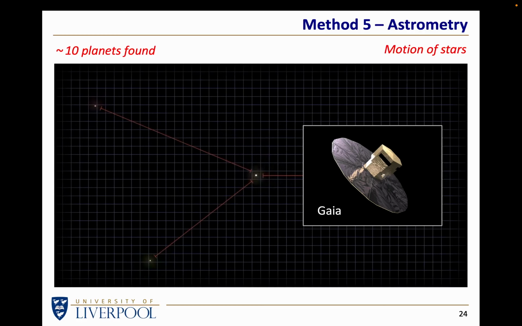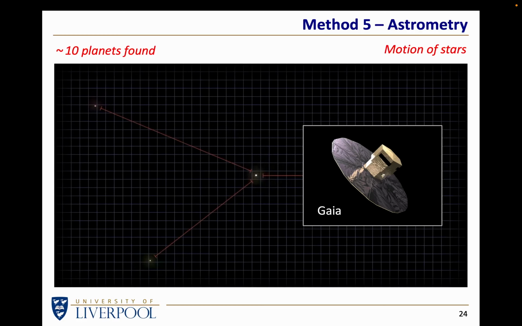But that is precisely what the spacecraft Gaia has been designed to do. It's not looking for exoplanets per se, it's trying to map out the positions of as many stars in the Milky Way as possible. It's been doing that for some years. It's just about come to the end of its life now, but it has been measuring the positions to phenomenal accuracy of various stars in the galaxy.